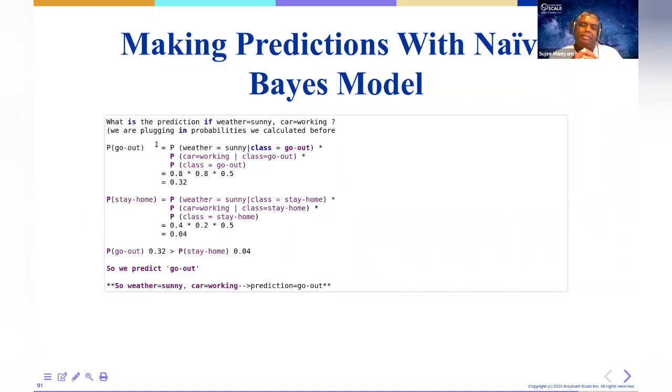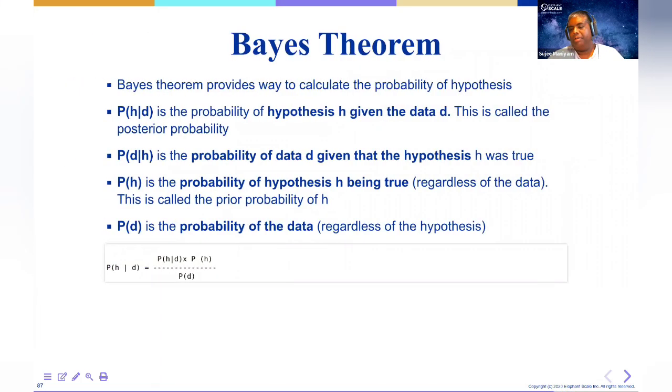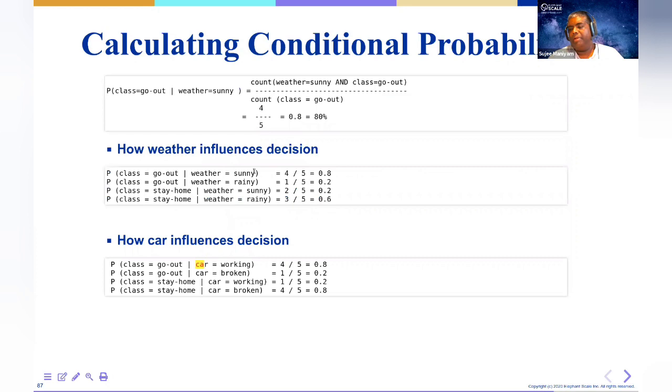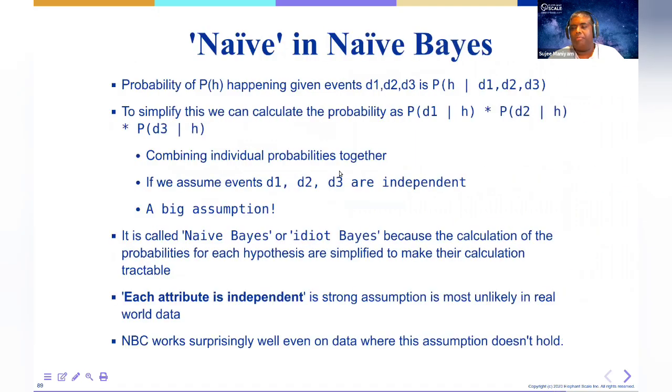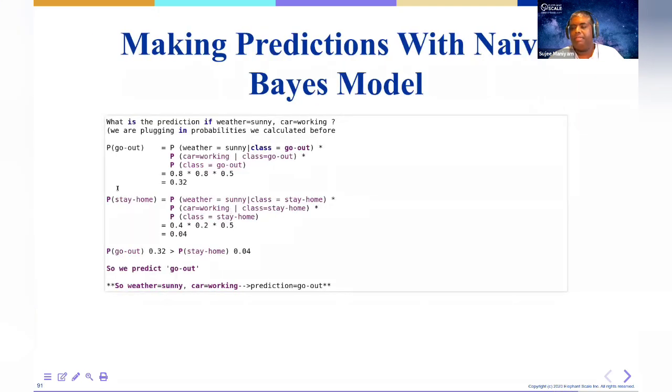Right, now we are combining. We already calculated the individual probabilities, for example, when the weather is sunny, what are the chances of me going out? Now I'm combining. Weather is sunny, car is working, right? What are the chances of me going out? Right? And here's the formula. Plug into the formula, right? Weather is sunny, car is working, right? 80% multiplied by 0.5, right? 32%.